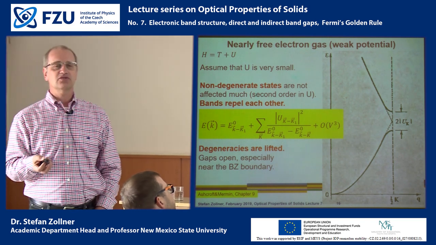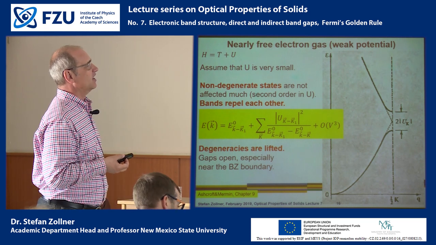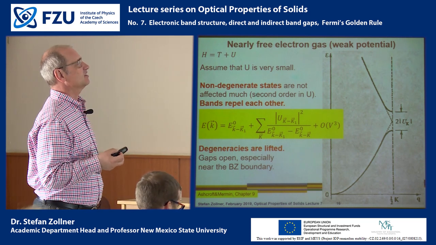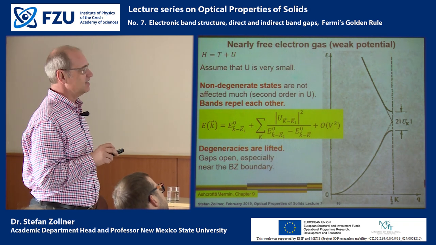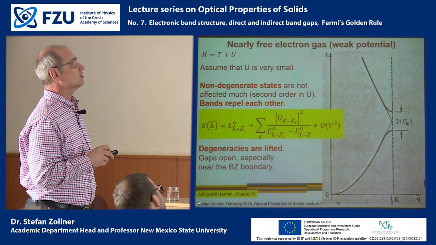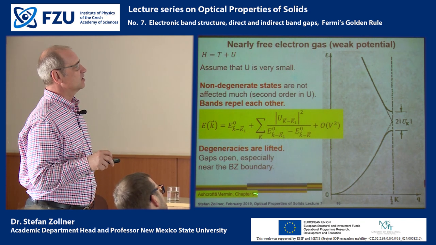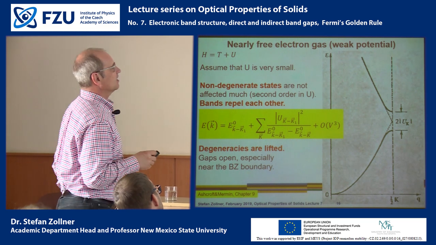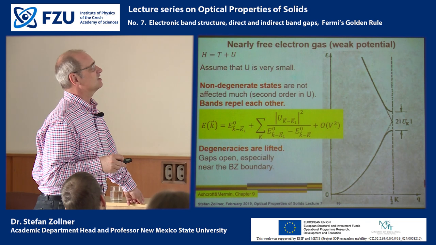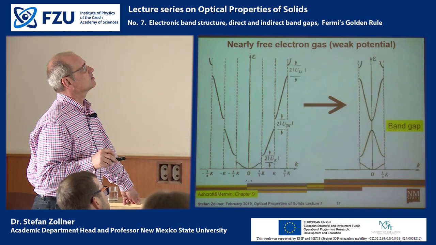So the first order effects of the weak potential energy are only seen at the boundaries of the Brillouin zone where there are degeneracies. We do not see that in the center of the Brillouin zone. And that is described in more detail in Chapter 9 of Ashcroft and Mermin, and that's standard content of lectures on solid-state physics.